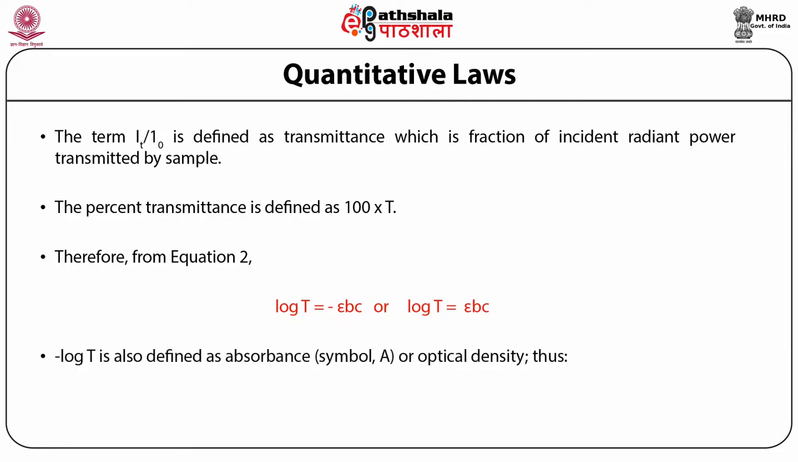Minus log T is also defined as the absorbance, represented as capital A, or optical density. Thus, −log T = A = εBC, and this takes the form of equation 3.